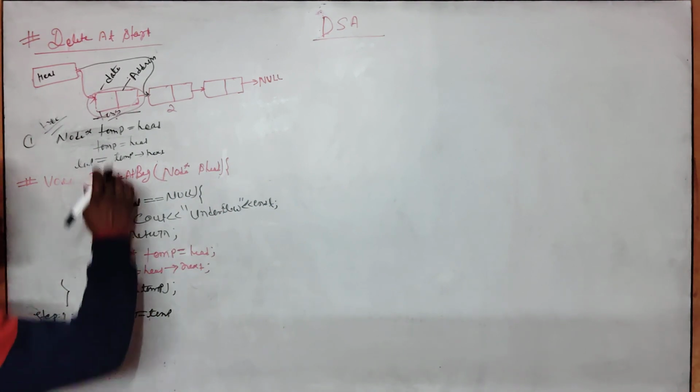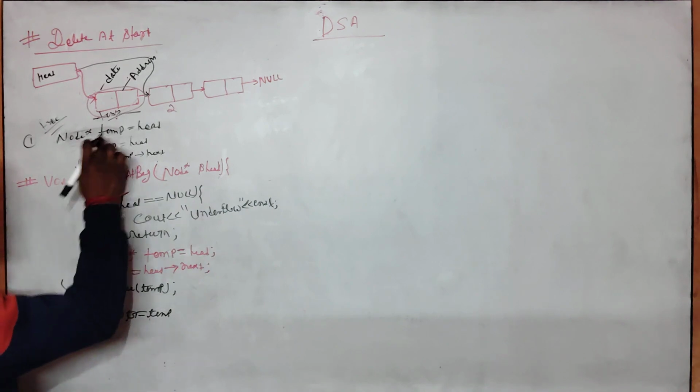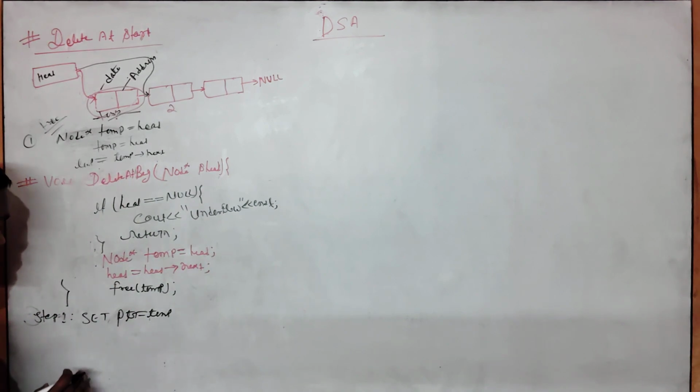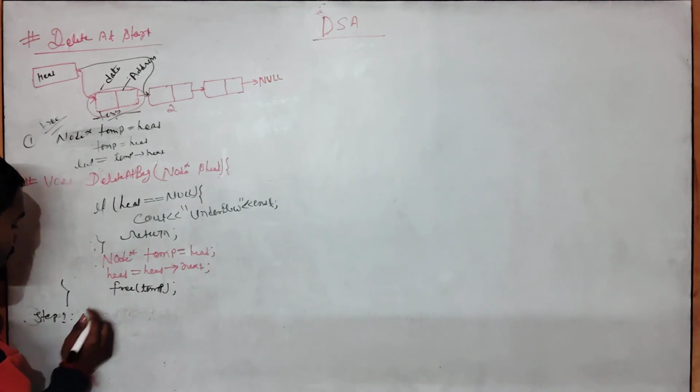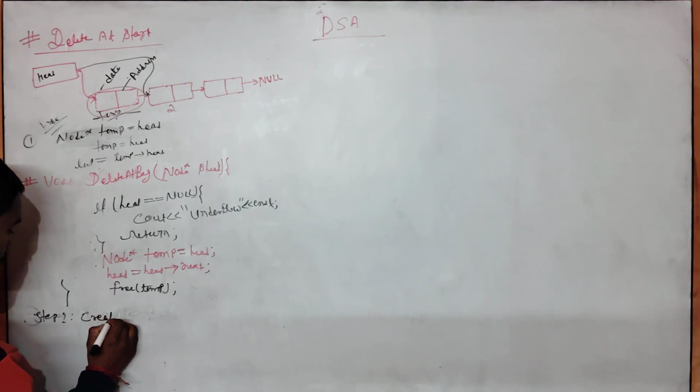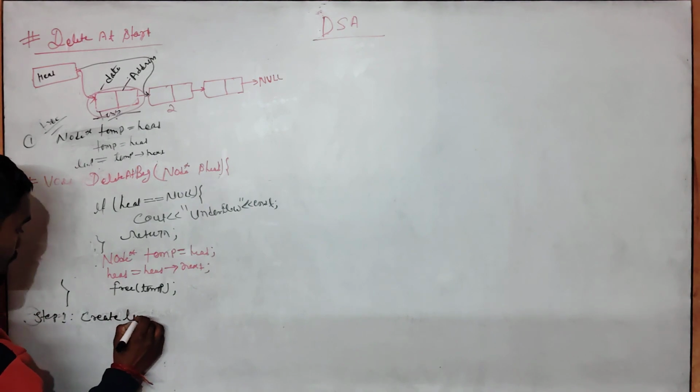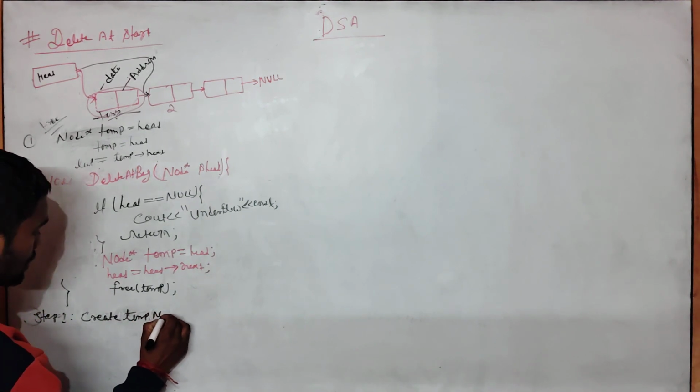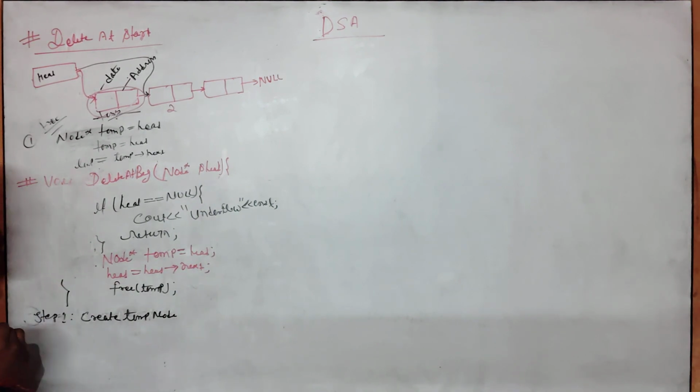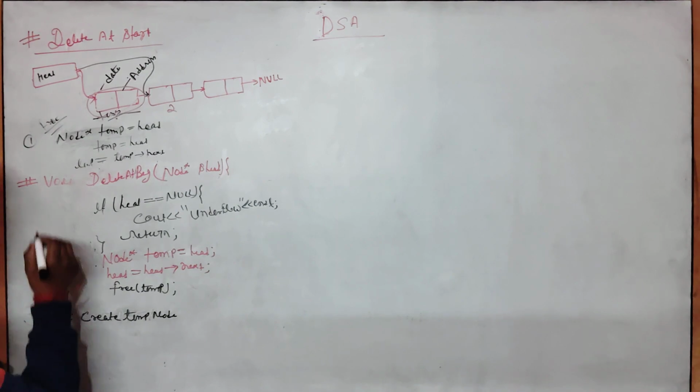Okay, we are creating a pointer here. Okay, we are creating a temporary node here. We can write here: we create a temp node. Next, what will be the next step?